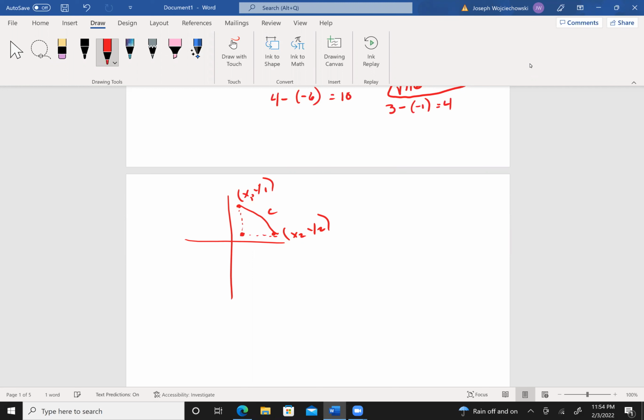So what is this point? Well, on the x-axis, it's x1, and on the y-axis, it's y2. So this distance here, we'll call it a. a is equal to what? The difference in y, so y1 minus y2. Likewise, if we call this distance here b, b is equal to x1 minus x2.